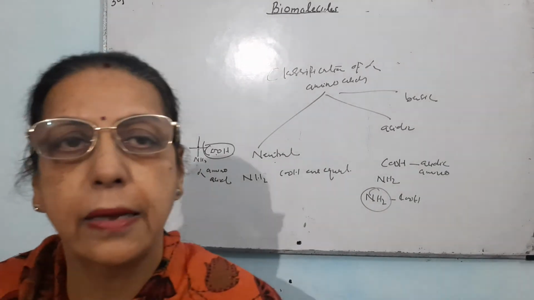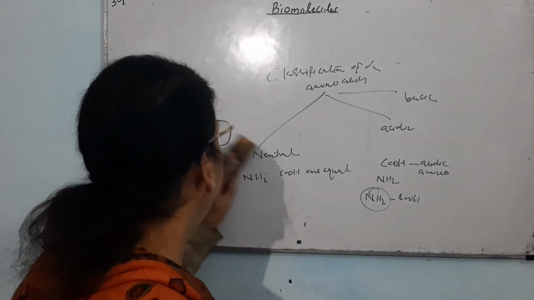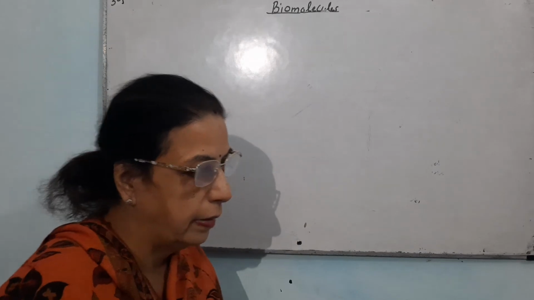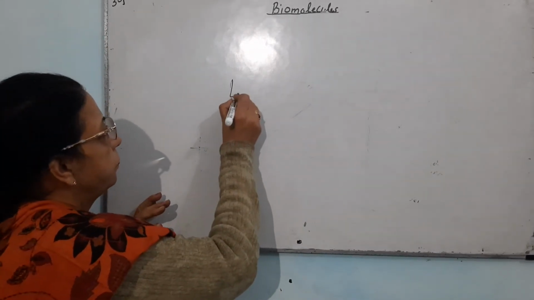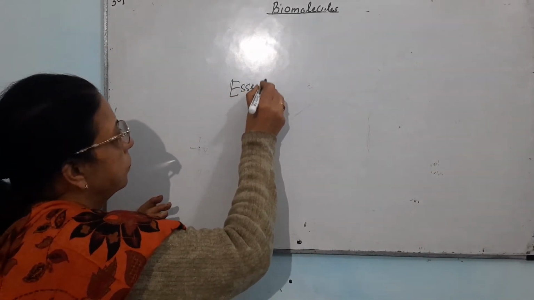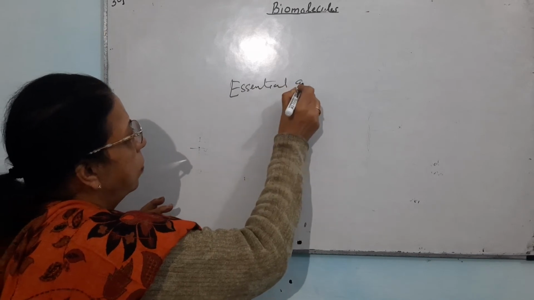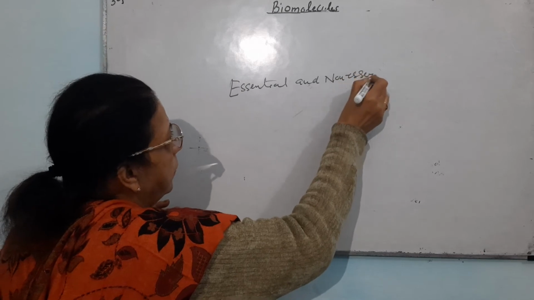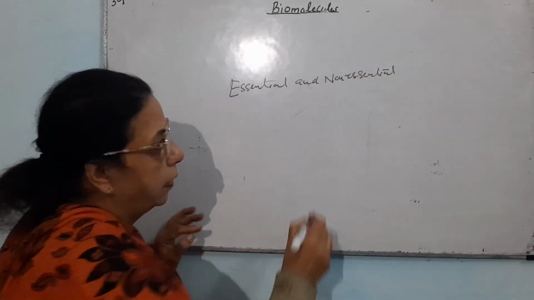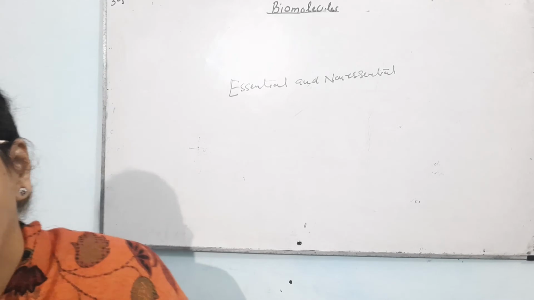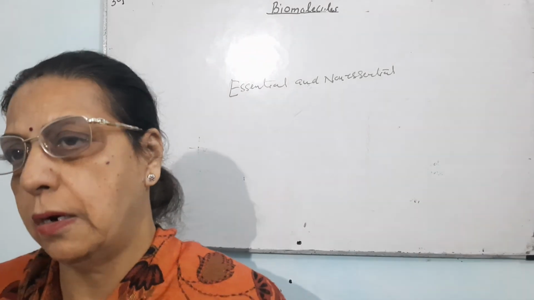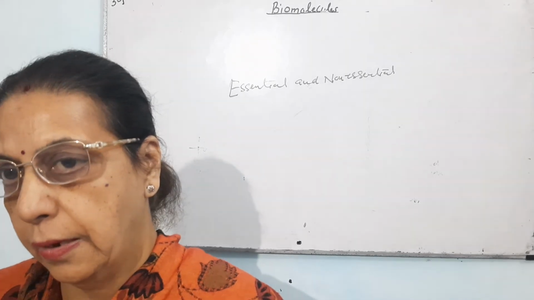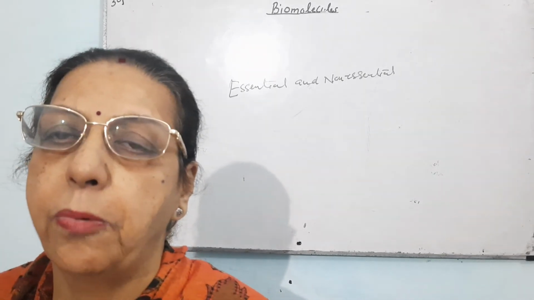Now there is one more type of amino acids, known by the name of essential and non-essential amino acids. There are two types of amino acids, essential and non-essential. There are a total of 20 types of amino acids. These are the only ones present in our body.